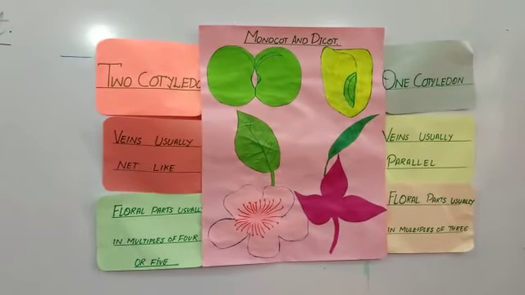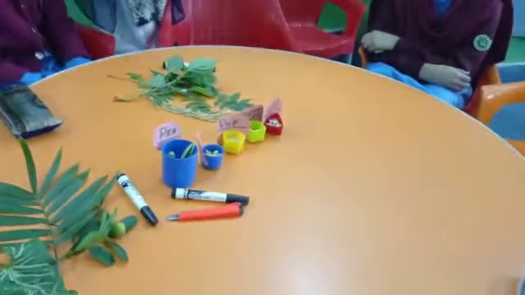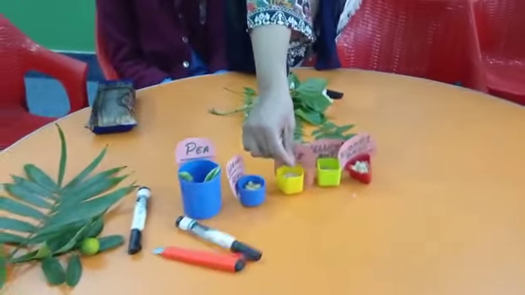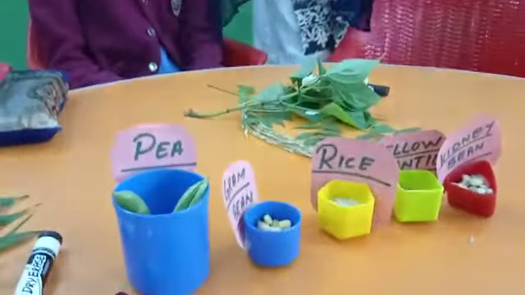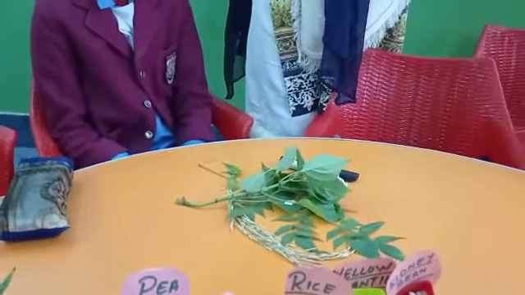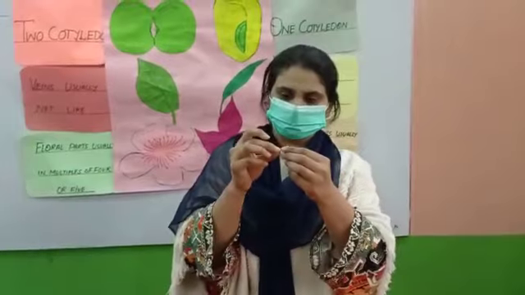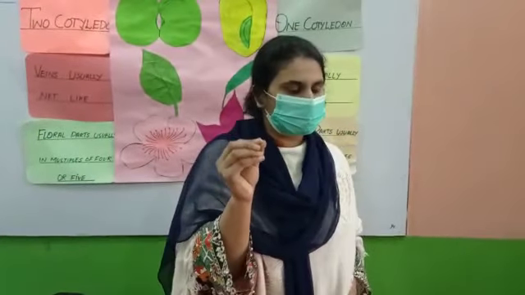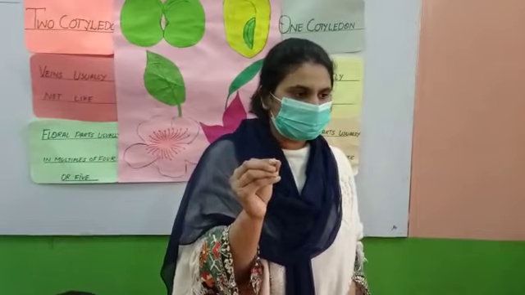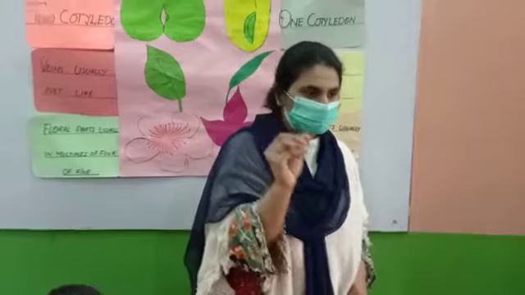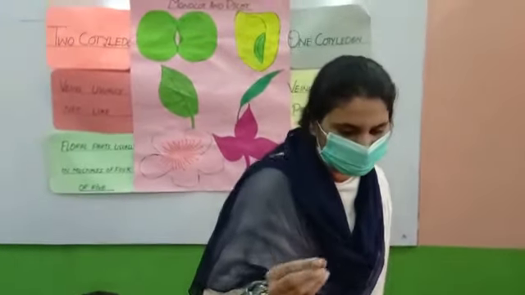Now I will show you some examples. I have brought some grains. This is a rice grain. If you can see it clearly, if I break it, it will not be divided into two halves. It will remain one. So it is monocot and it has one cotyledon.